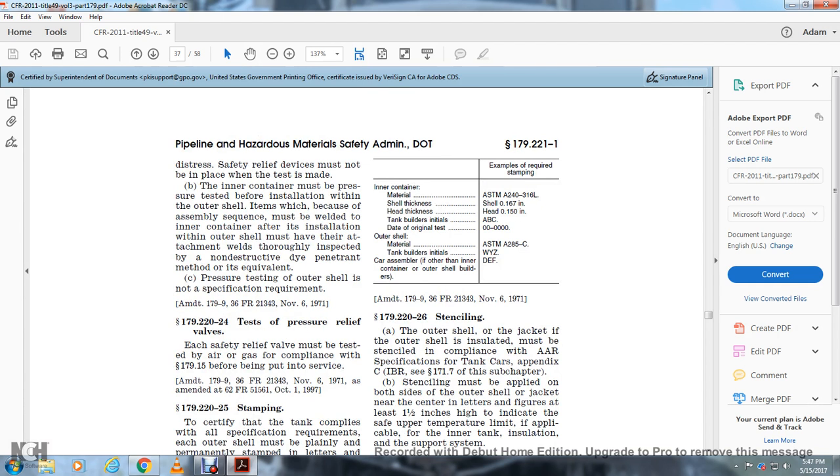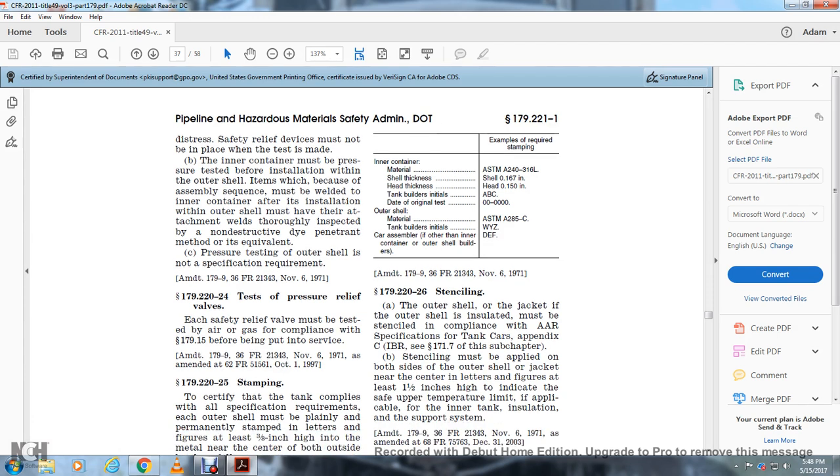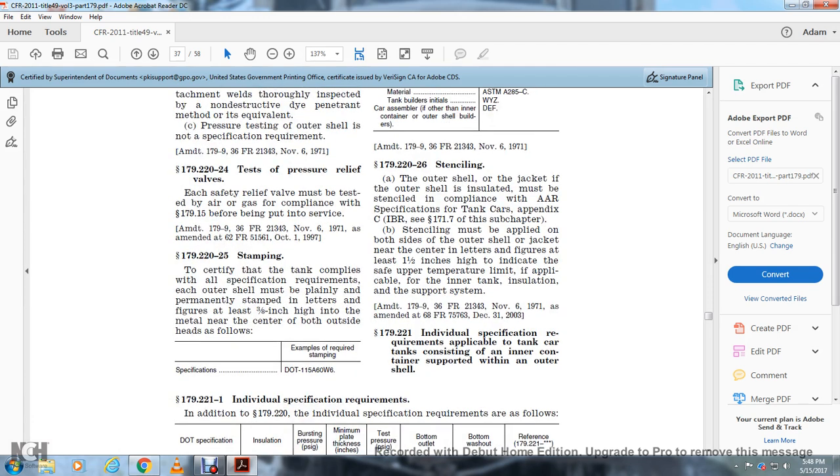179.220-26, stenciling. The outer shell with the jacket of the outer shell, the insulated tank, must be stenciled in compliance with the AAR specification for tank cars, Appendix C, and 49 CFR 172.7 of this subchapter. Stencils must be applied on the bolster side of the outer shell, with the jacket of the center line, with figures at least 1/2 inch high, with the indicator of the safe upper temperature limit applicable for the inner tank installation of the support division.